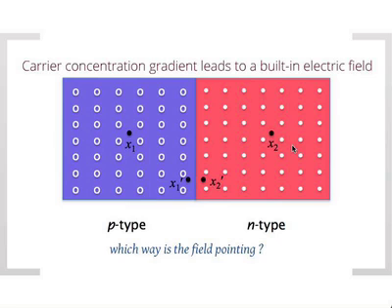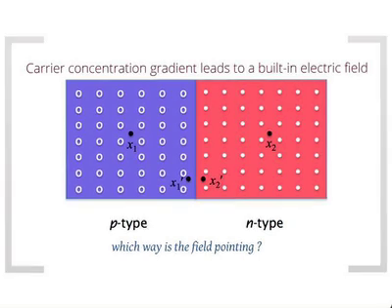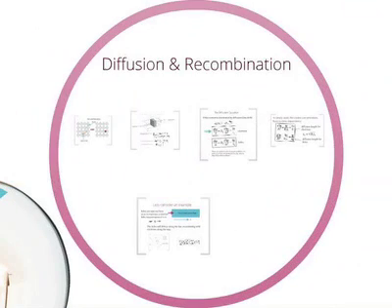Okay, so in this case, which way is the field pointing? Is it from n-type to p-type or p-type to n-type? Yeah, n-type to p-type. Okay, so make sure you're able to follow that logic.